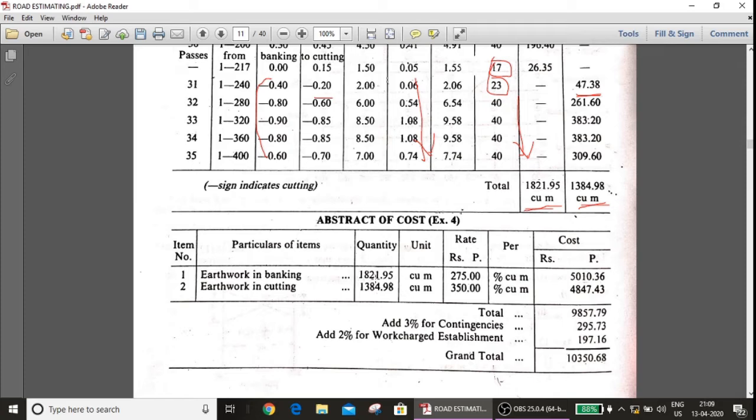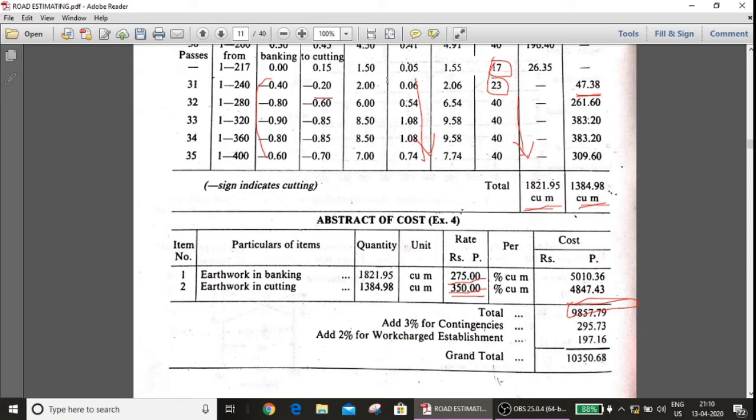Earthwork in banking 1821.95 cubic meters, the rate is 275 per cubic meter, which gives 5010.36. Then earthwork in cutting, the rate is 350 rupees. These are the given values in the question. The rate will be given, don't worry. For which the rate is given, that rate we have to take. Then it is 4847. Then make the total, 9857 will be the total.